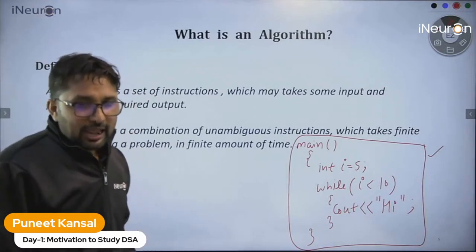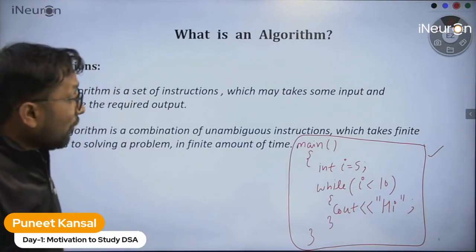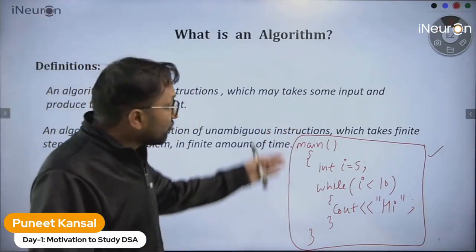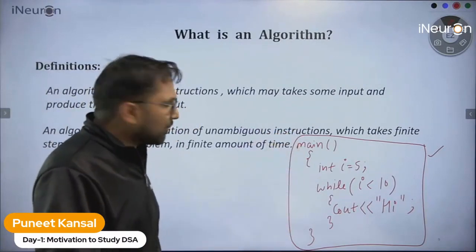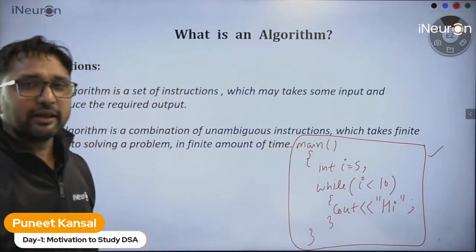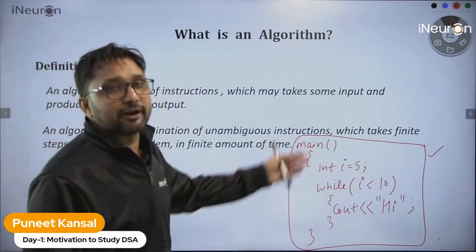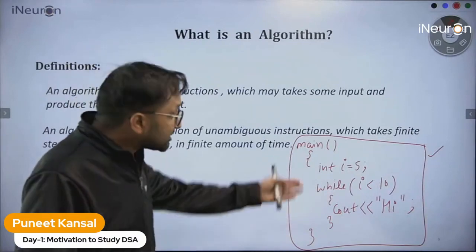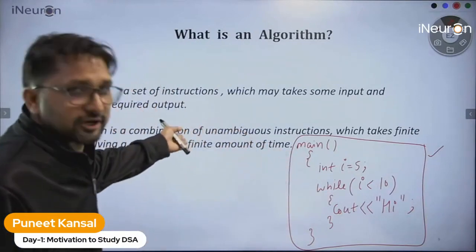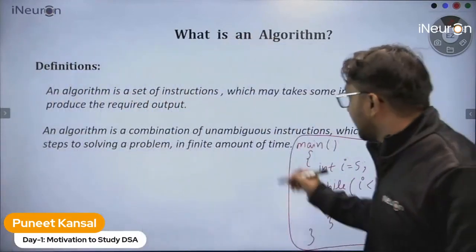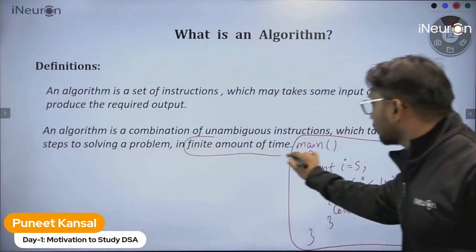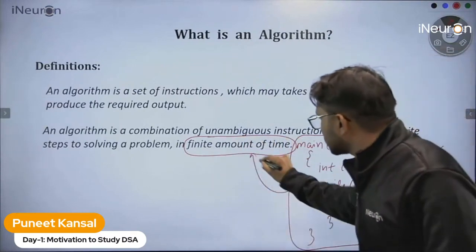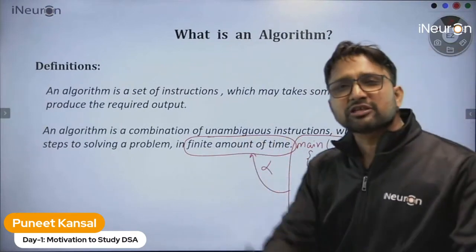The moment I ask you what is the time complexity of this algorithm, the people are saying infinite. First of all, this is not an algorithm. Why is this not an algorithm? Because we already mentioned in the definition that an algorithm takes a finite amount of time to execute. So you can say, sir, first of all, this is not an algorithm.